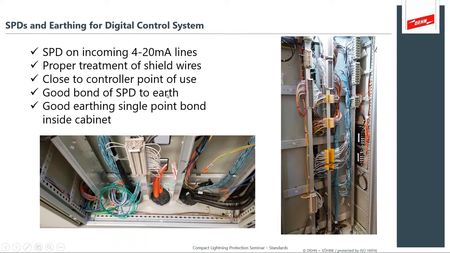Is there a good bond of the SPD to the earth? Is there a good single point earth bond inside the cabinet? And here you can see the heavy gauge green wire coming up to give your cabinet a single earthing bond. And here you can see additional bonding on the cabinet metallic members itself. And everything's coming back to a single earth bond of the cabinet. And this leads back to the single master bond, the ground bar of this particular control room.